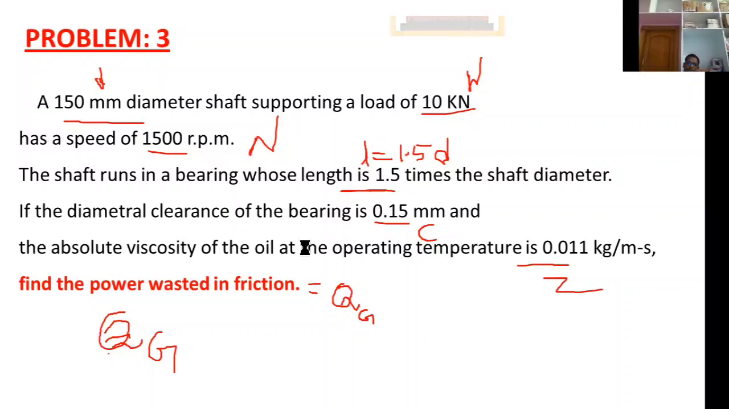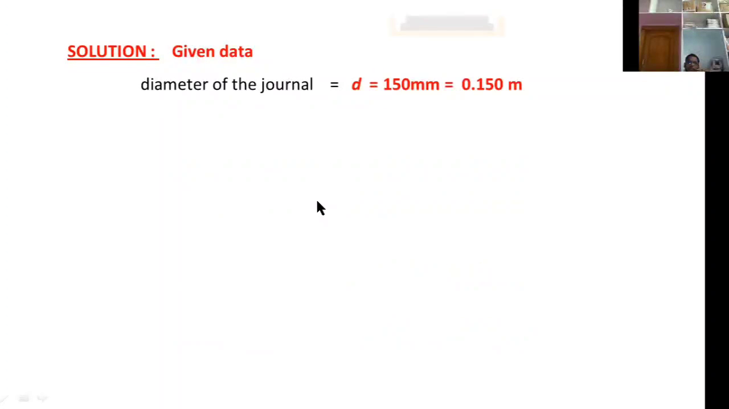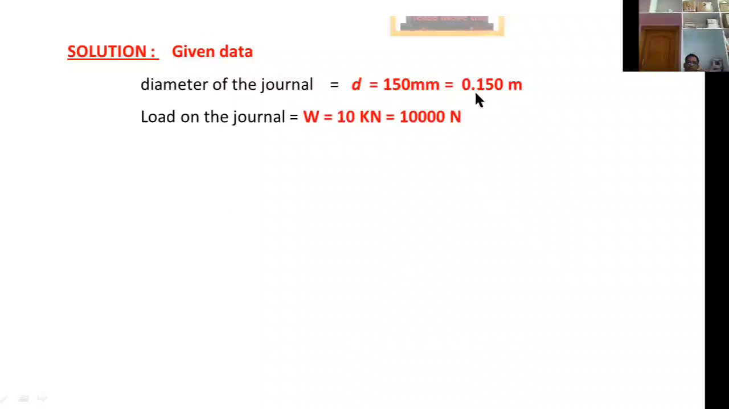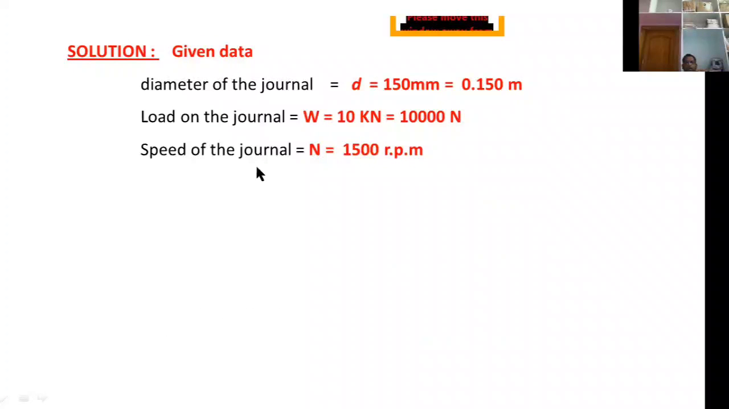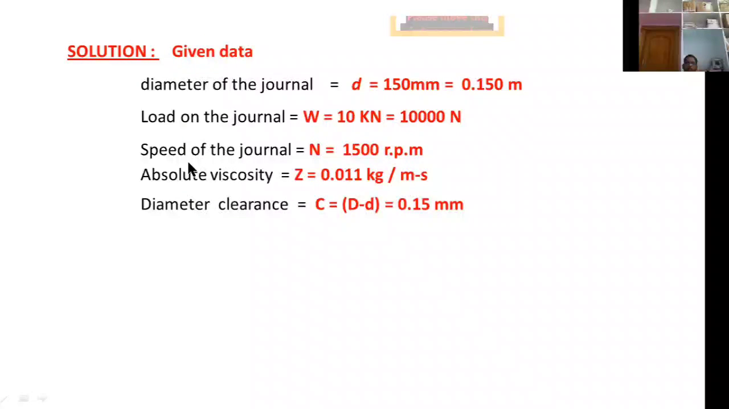Now coming to the answer, the given data is diameter is given, that is 150 mm equal to 0.15 meters. Load on journal also given, that is 10 kilonewtons, that is 10,000 newtons, and the speed of the shaft also is given, that is n equal to 1500 rpm, and absolute viscosity Z equal to 0.011 kg per meter second, and diametral clearance equal to C equal to capital D minus small d, that is equal to 0.15 mm. Capital C is given, capital C equal to capital D minus small d.